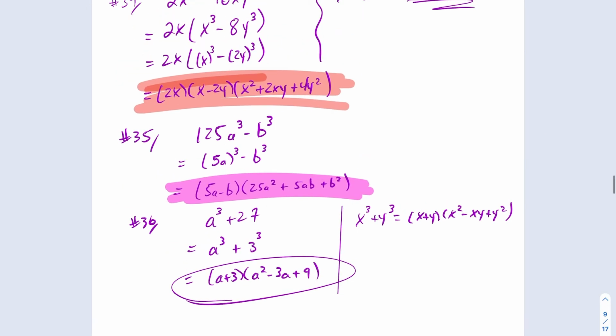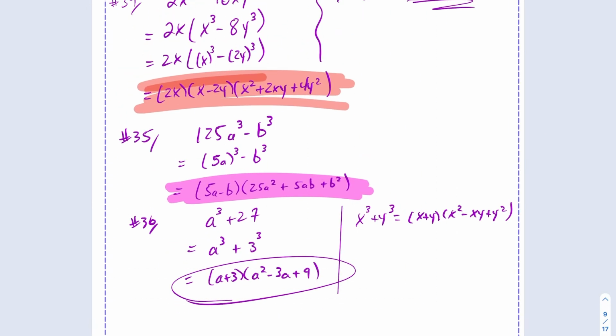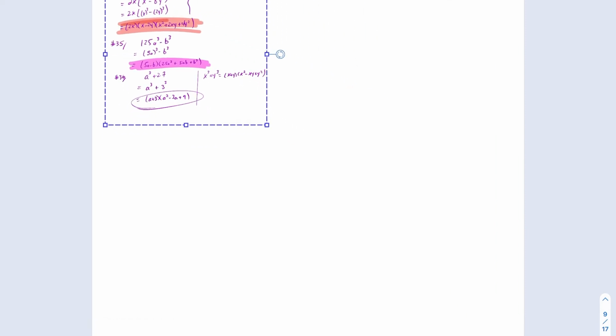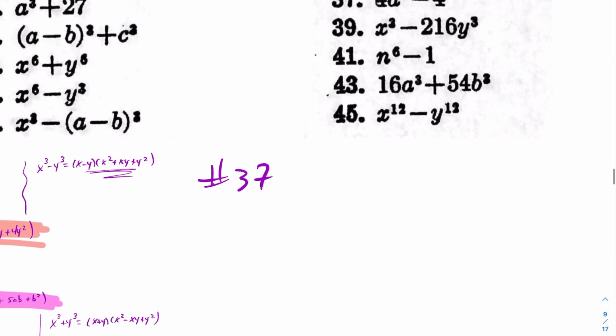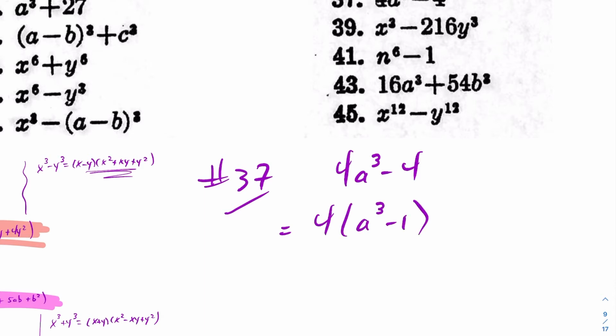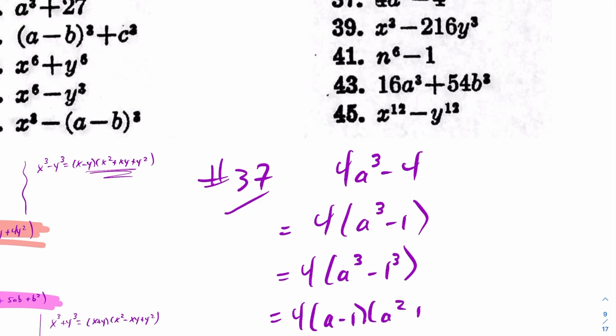Okay, so there's 34 to 36. All right, let's take a look here at 37. So 37 is 4a cubed minus 4. Again, whenever you're factoring, you always want to look for a GCF. I'm going to factor out that 4 here, in which case, again, I'm set up for a difference of cubes. And this will factor into a minus 1 times, you square the first, multiply the first two, and square the last. And now we have 37.